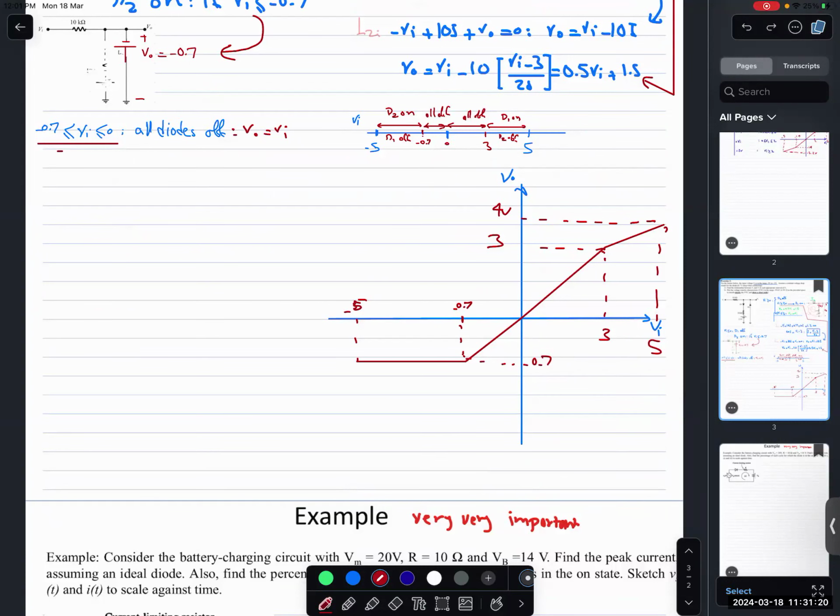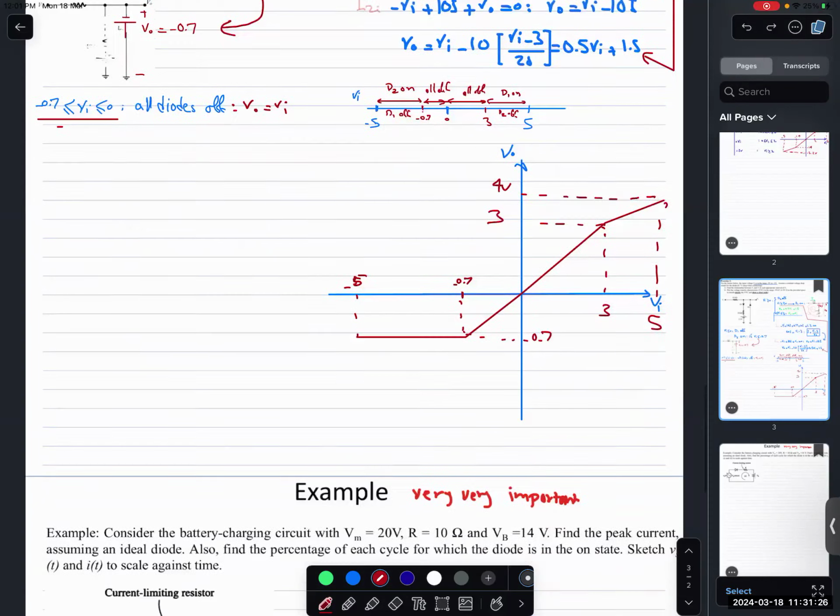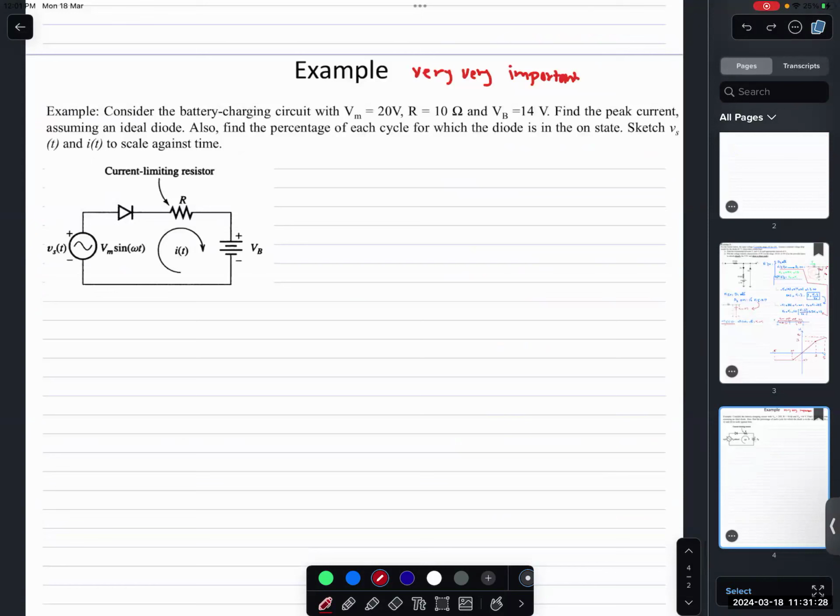Okay, this question is done. Then there is another example here. It's in the note, and he said it's very important and you need to understand it well. The question is saying: find the peak current and voltage and so on.